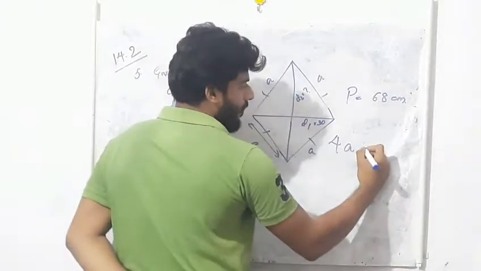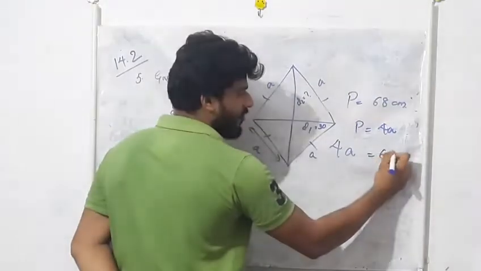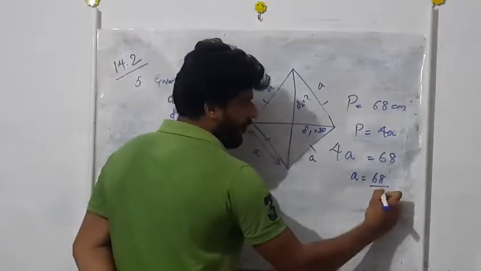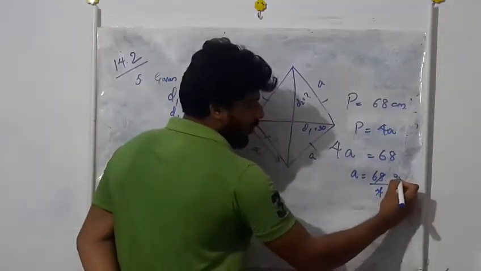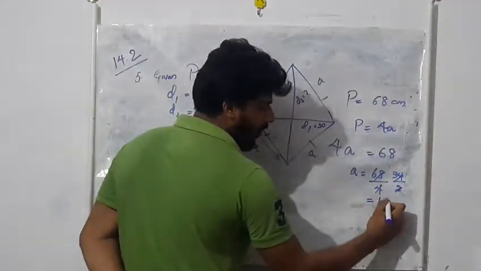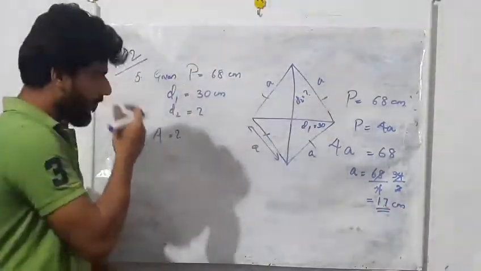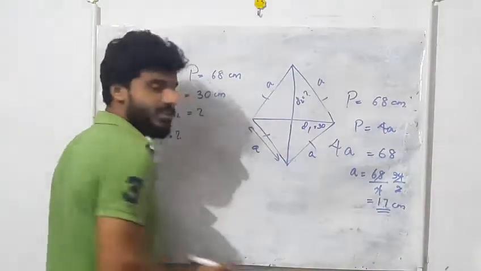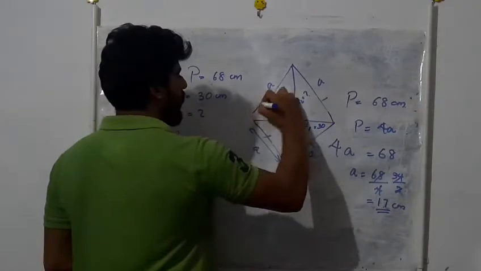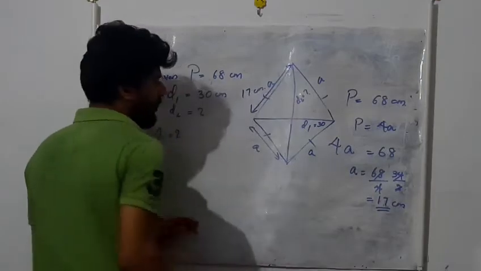So perimeter equals 4a. So 4a is equal to 68, and following that a will be 68 divided by 4, dividing by 2, 34 divided by 2, dividing by 2, our a, or the length of one side of the rhombus, will be 17 centimeter. So 17 centimeter is the length of one side of the rhombus. So I am considering this length as 17 centimeter.